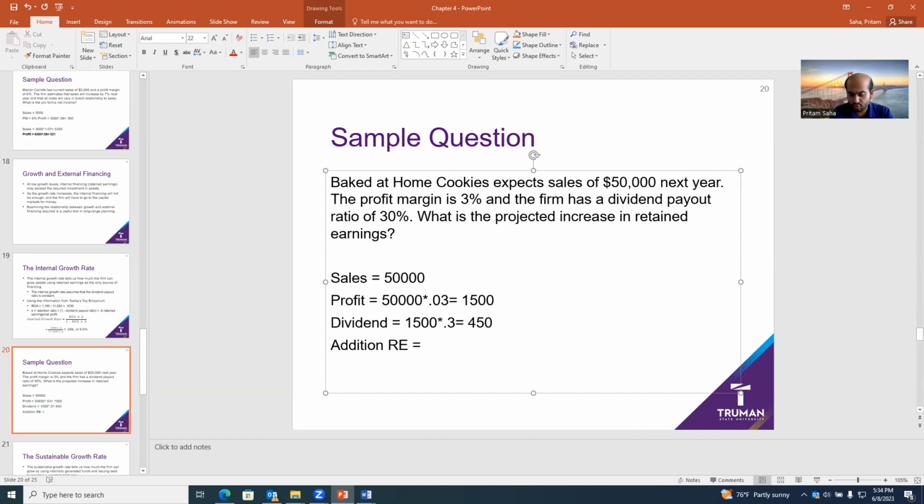So the increase in retained earnings, or addition to retained earnings, you can do two ways: 1500 minus 450, or 1500 times 0.7, because 30% is payout and 70% is addition to retained earnings. Both are going to give you the same result. So that's it.